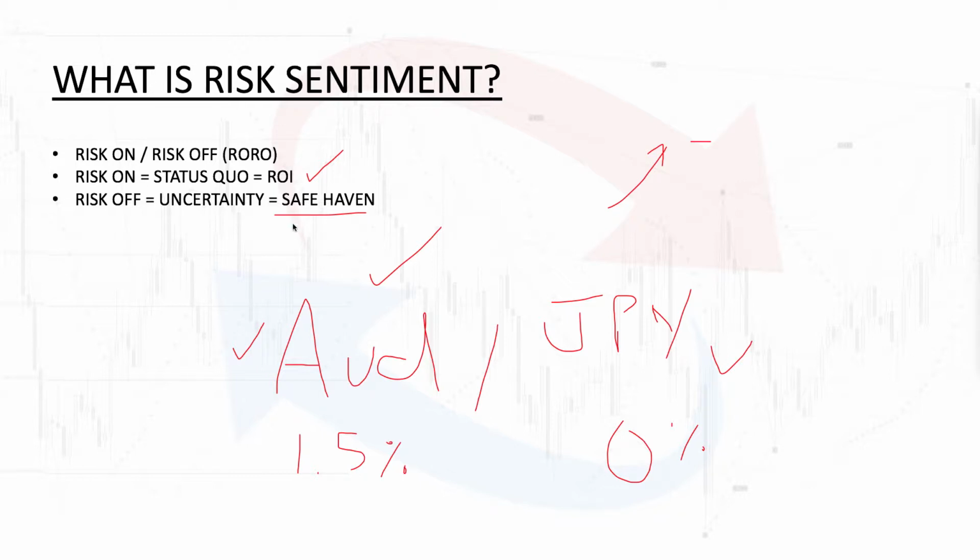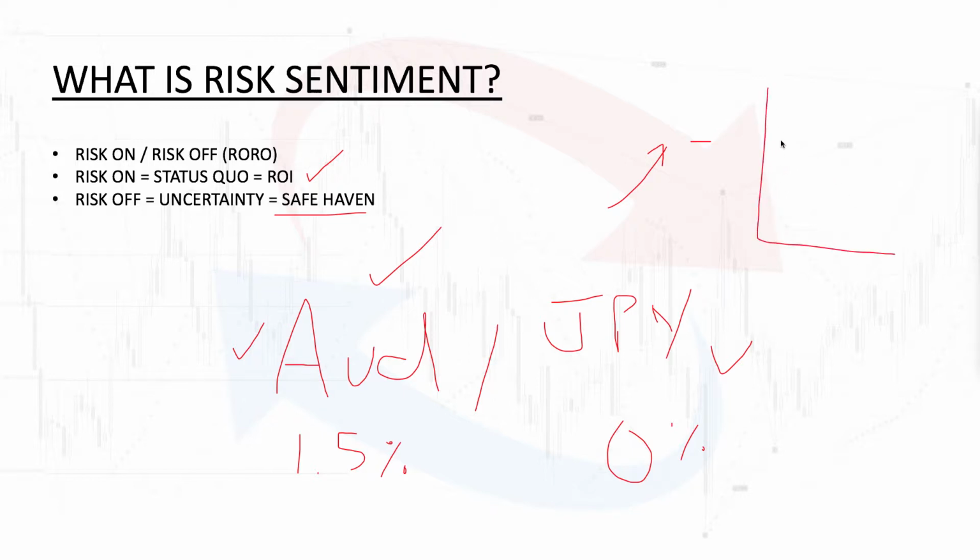Risk sentiment can override fundamental analysis, fundamental data. This is more of the emotional side. The fundamentals are more of the logic side. And the risk sentiment is like a counterbalance, it counteracts fundamentals, and it can basically drive price.